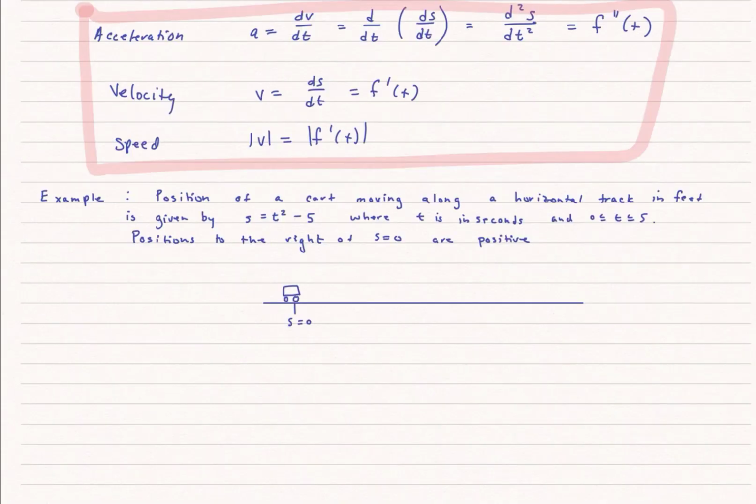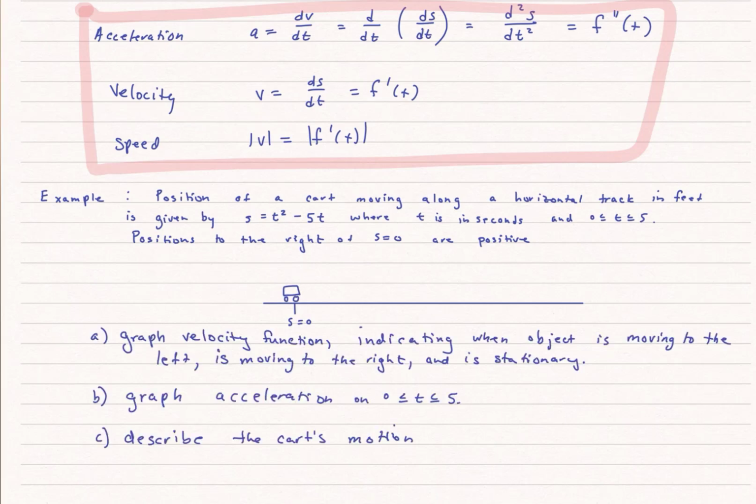Let's do an example using these three formulas. Let's say I have a cart, and the position of the cart moving along a horizontal track in feet is given by the equation s equals t squared minus 5t, where t is in seconds and t goes between 0 and 5. If I talk about positions to the right of s0, those are positive. Let's answer the following three questions about this situation.